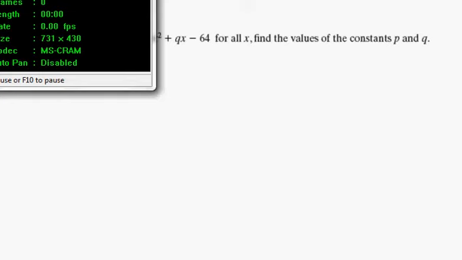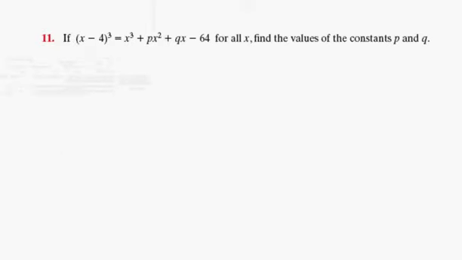Okay, two questions, algebra identities, okay? So what to do for algebra identities is the following. What we're going to do is multiply out one side. So we have to multiply out x minus 4, x minus 4, x minus 4, 3 times, okay?